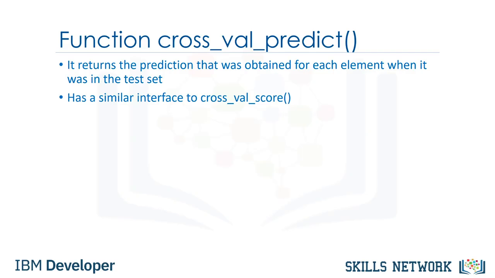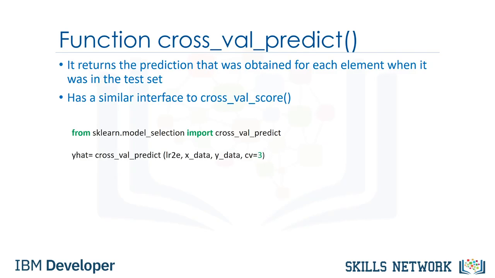What if we want a little more information? What if we want to know the actual predicted values supplied by our model before the R² values are calculated? To do this, we use the cross_val_predict function. The input parameters are exactly the same as the cross_val_score function, but the output is a prediction.